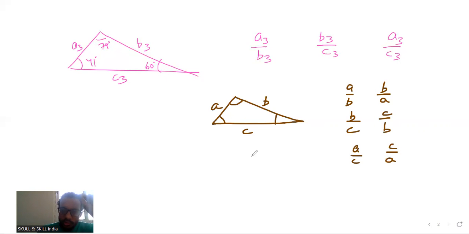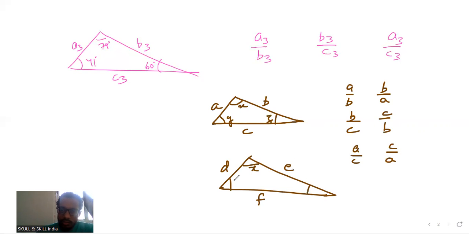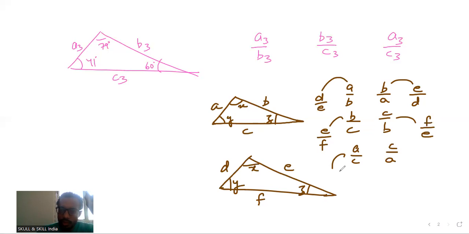If you have another triangle which is much, much bigger, but same angles as the first triangle, and it is D, E, and F. Let's call these angles X, Y, Z, and these X, Y, Z. Then A by B will be equal to D by E. B by A will be equal to E by D. B by C will be equal to E by F. C by B will be equal to F by E. A by C will be equal to D by F. C by A will be equal to F by D.